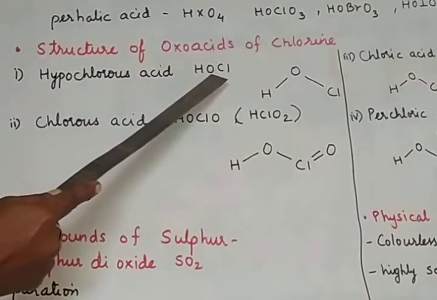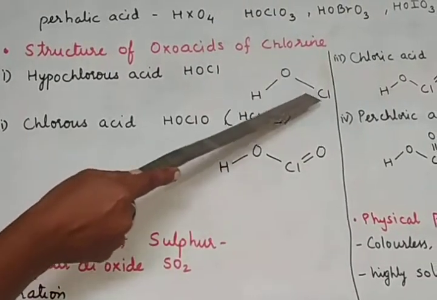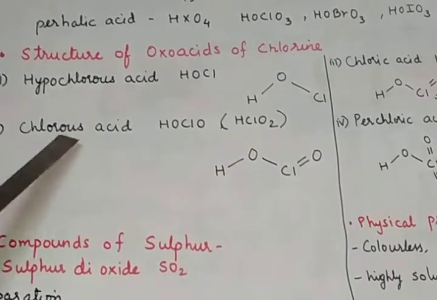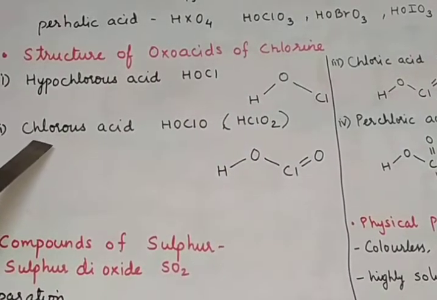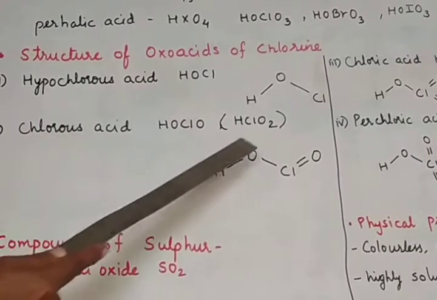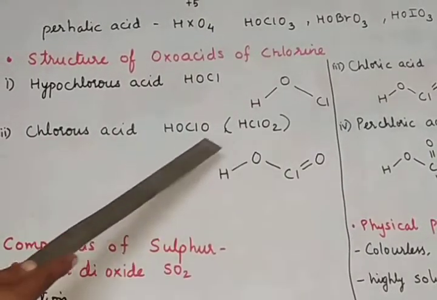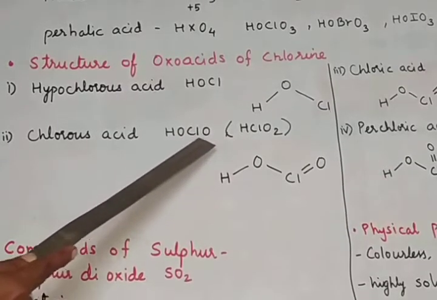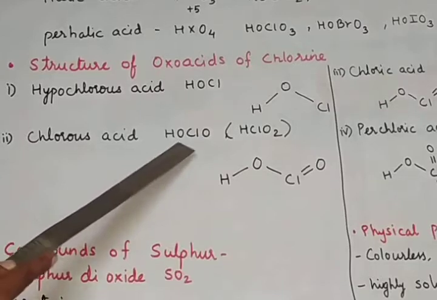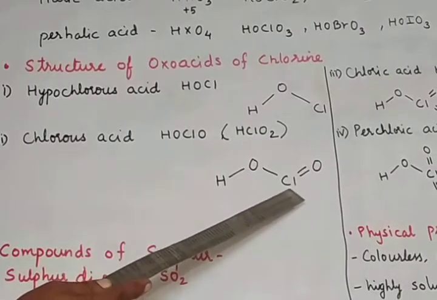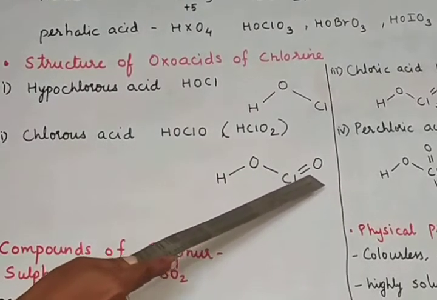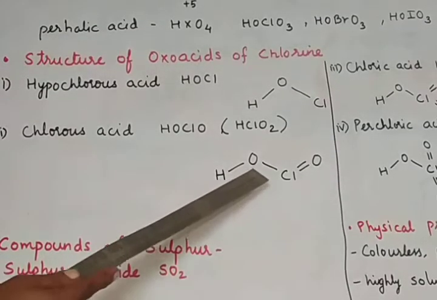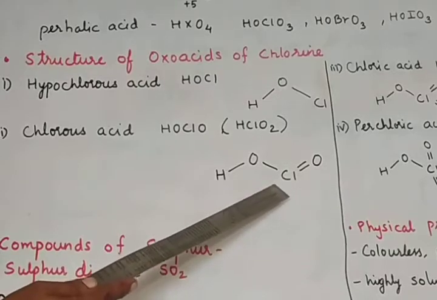Oxygen becomes the central element, with H and Cl attached. An angular type of structure comes here. It's a very simple structure. Second is chlorous acid. In chlorous acid, what has changed? One more oxygen has increased. The formula becomes HClO2. While writing we'll write it as HOClO in order to make the structure clear. So Cl has a double bond to O, and on one side O and H. Like this is the structure of chlorous acid.